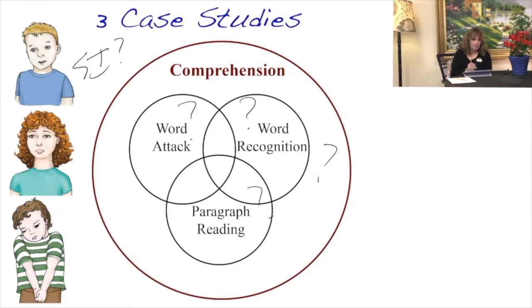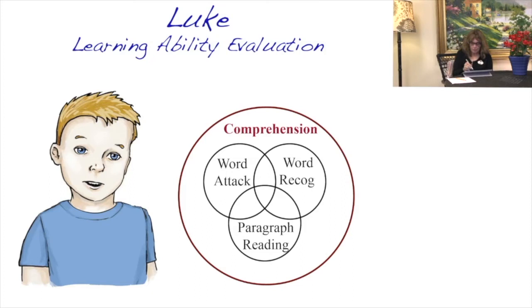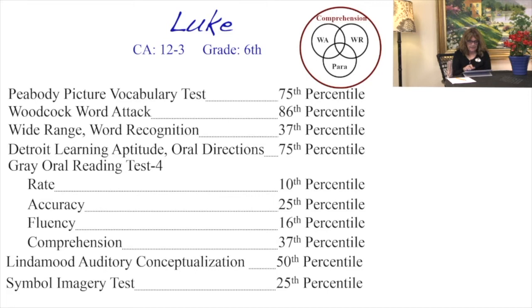So I'm going to show you three case studies very quickly. The first one is a young man named Luke, 12 years old, who struggled to learn to read words, had been in special education since second grade, and went through many different phonologically based reading programs and years of frustration and self-doubt. Let me show you what his profile looks like. Of course, what we're trying to figure out is where he is with phonological awareness and where his sensory system is in terms of sensory cognitive functions. And this is what his evaluation looks like.